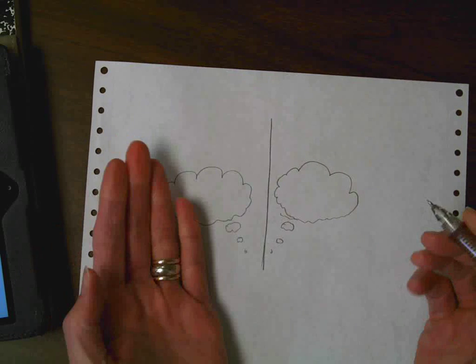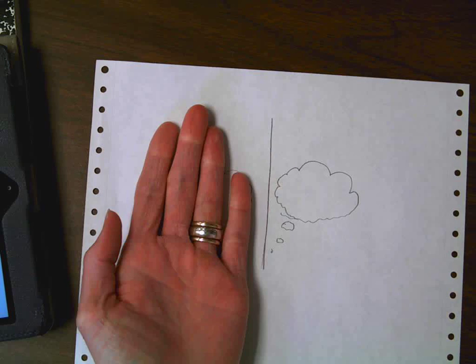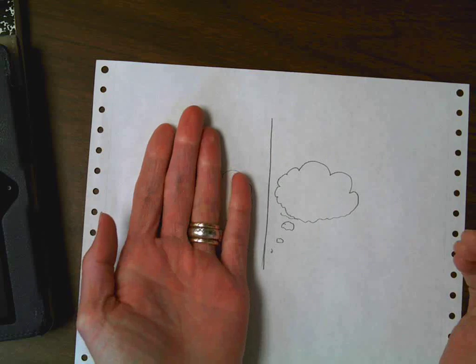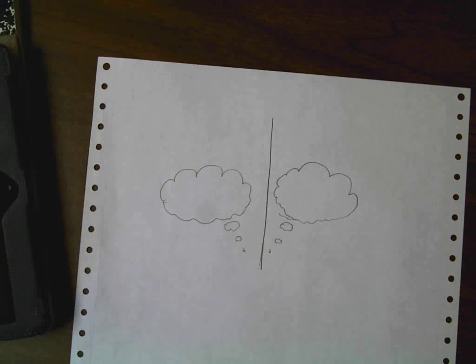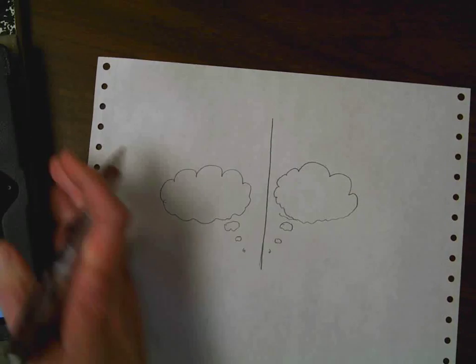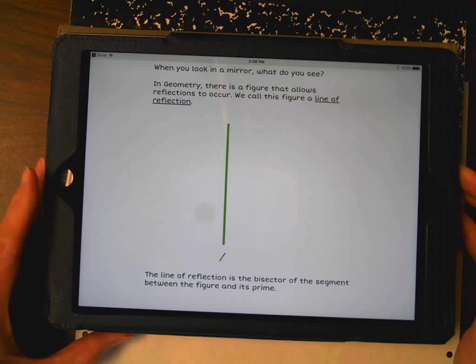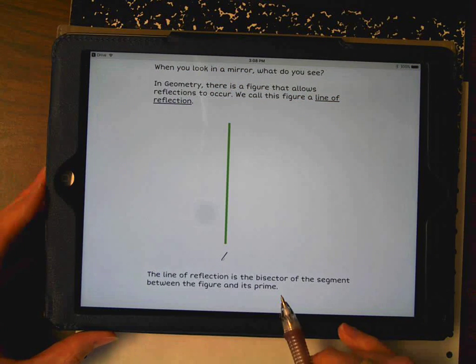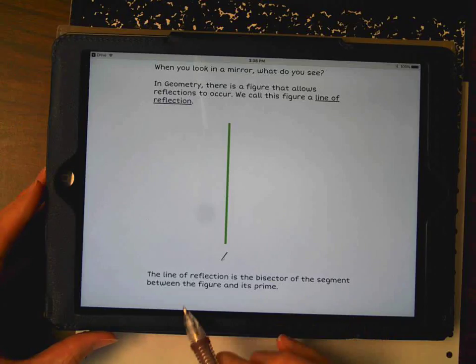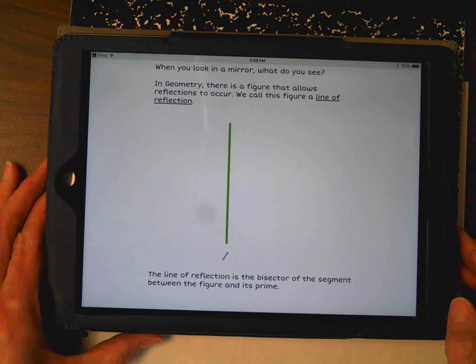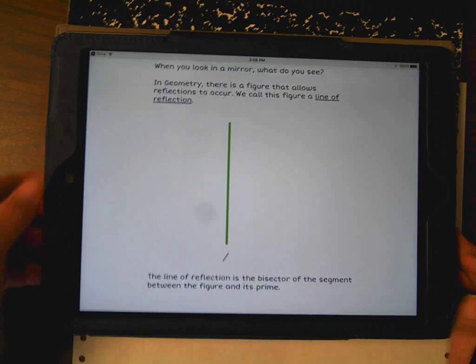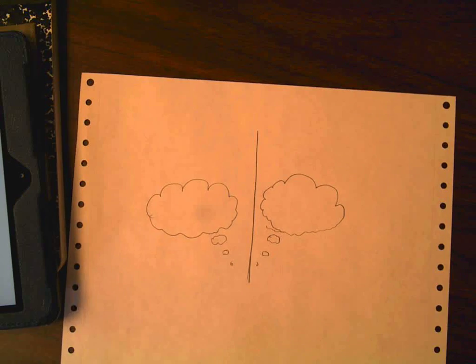And so a line of reflection takes whatever is on the side of the reflection and it flips it across the line of reflection, and you have the exact opposite of the picture, okay? That's called a line of reflection, okay? The true mathematical definition of a line of reflection is this. The line of reflection is the bisector of the segment between the figure and its prime. So what we're talking about is the bisector of the segment that's between the figure and its prime.